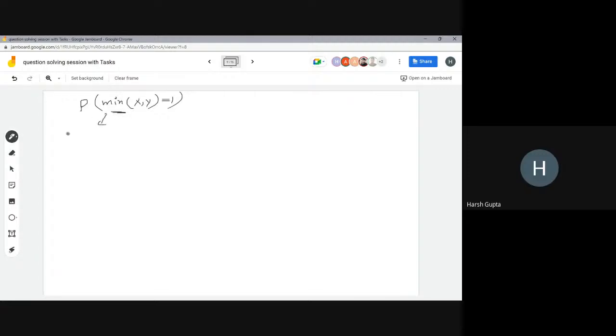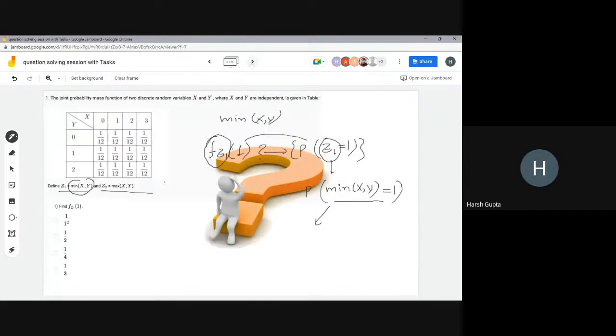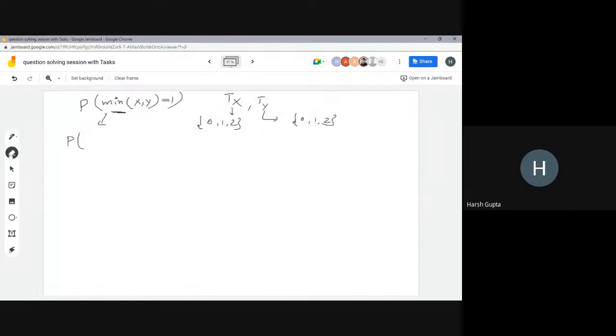So first, what are the possible cases where minimum of x comma y is going to take value 1? First of all, it is very important to know what the range of x and y is. What is the range of x and y? 0, 1, 2. Same for y? Yes, 0, 1, 2. X is 3 also, so 0, 1, 2, 3. Yeah, 0, 1, 2, 3.